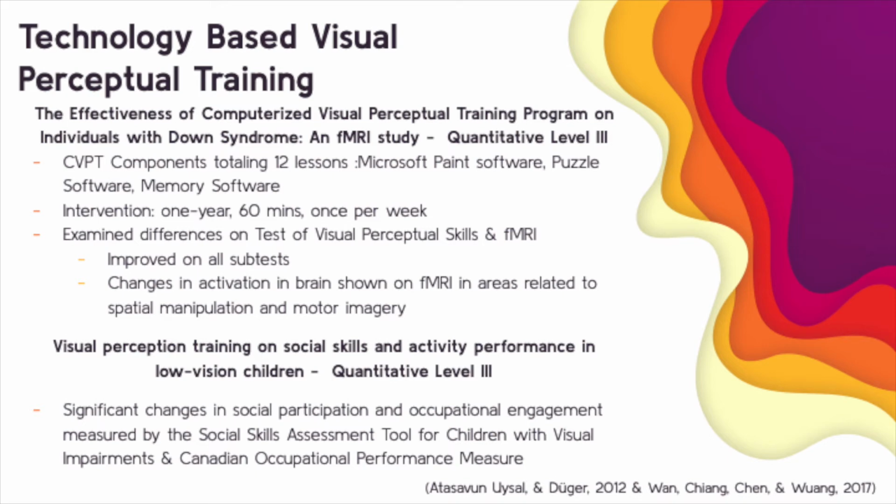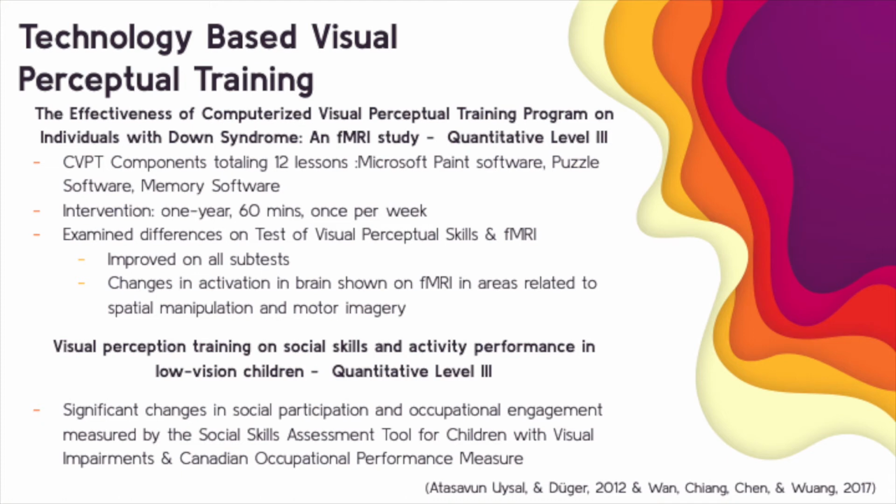Depending on your personal order of asynchronous learning, you might not know what the subtests are. So they are visual discrimination, visual memory, spatial relationship, visual form constancy, visual sequential memory, visual figure ground, and visual closure.